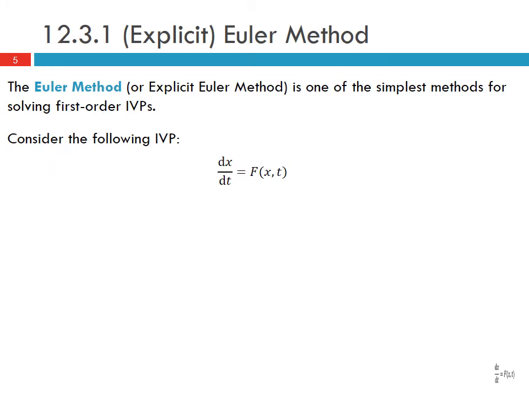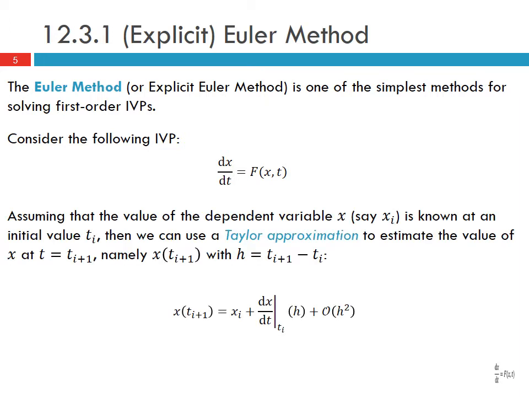So dx by dt is equal to some function of x and t. We assume that the value of the dependent variable x, say xi, is known at an initial value ti, then we can use a Taylor approximation to estimate the value of x at t is equal to i plus 1, which would be x at t i plus 1. And here the step size h is equal to t at i plus 1 minus t at i.